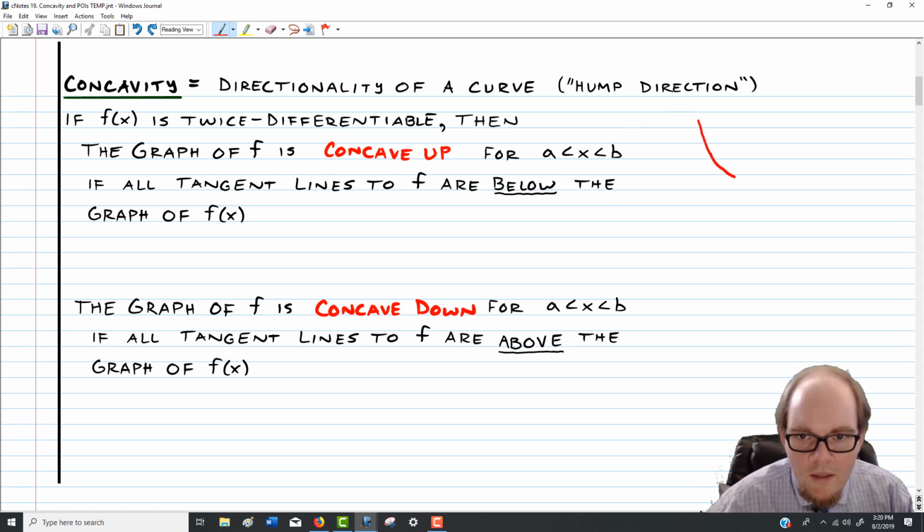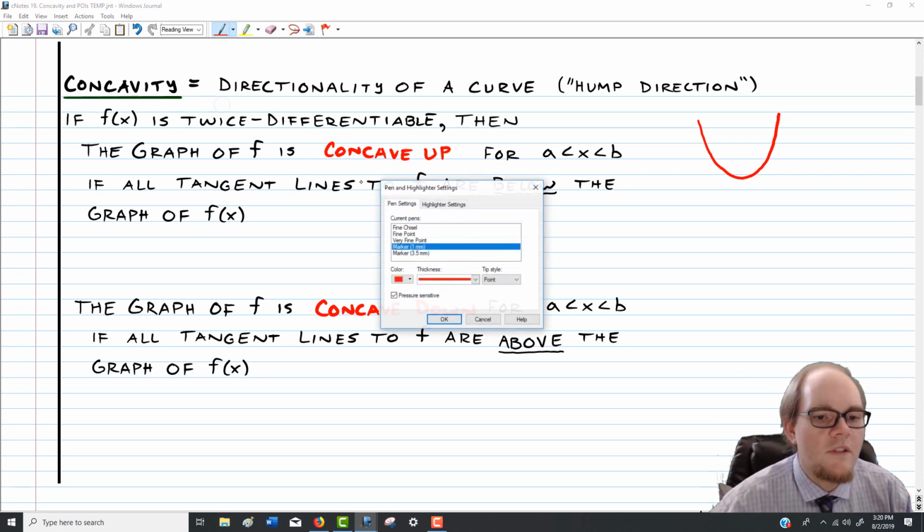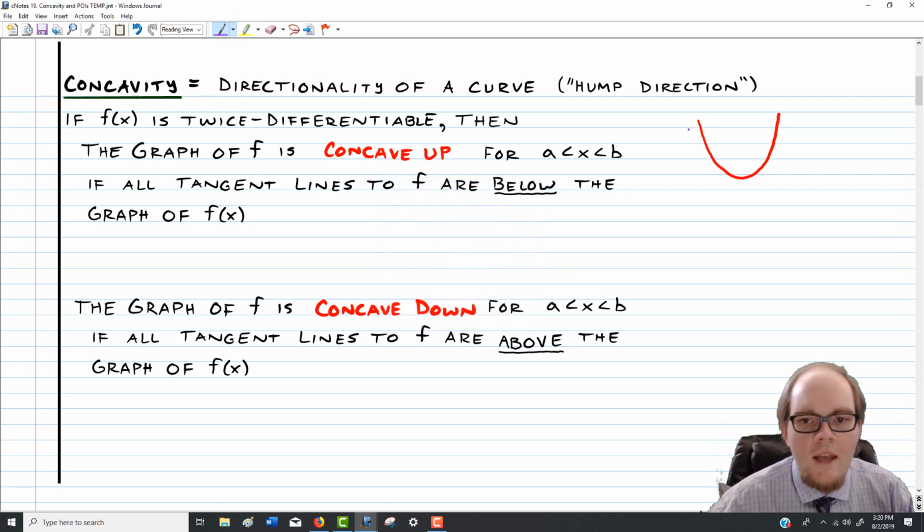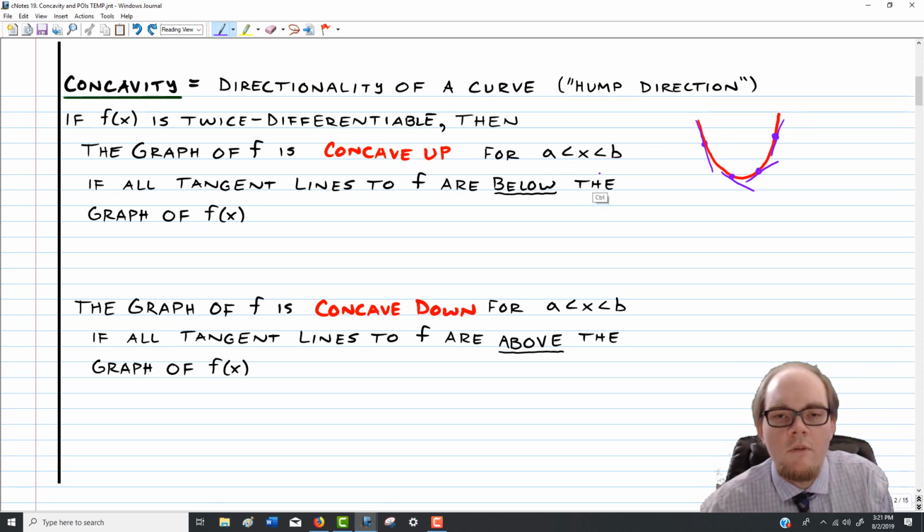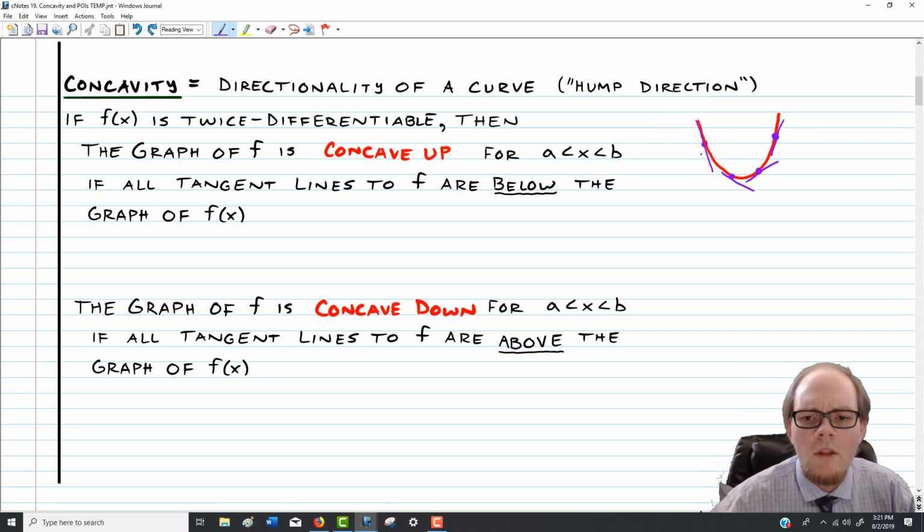So to illustrate what I mean, let me draw a very clearly concave up function. Now if we try to draw a tangent line to this curve on the left, again it's not going to be perfect because of my inability to draw, but notice every tangent line to that curve is actually below the graph, the entire graph on that region. And again, we did set it for a finite open interval, but it looks like all the tangent lines are clearly below the curve. So that is concave up.